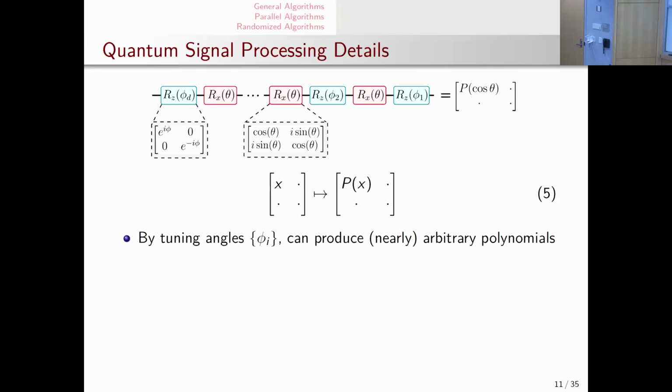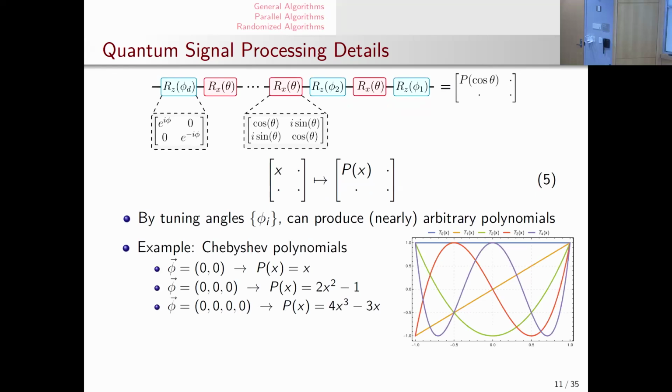And to hit this home, the easiest polynomials that we can consider are where all of these phase angles are zero. So effectively, we're removing the z rotations from this sequence here. And if we set all these angles equal to zero, the polynomials we get are actually the Chebyshev polynomials. It's like x, x squared minus 1, or x cubed minus 3x, which are very familiar to us. And in addition, by tuning the angles to other values, we can get out a very large class of polynomials. Okay?